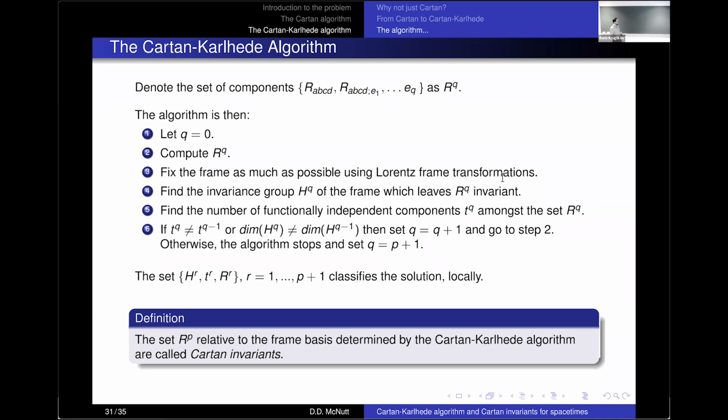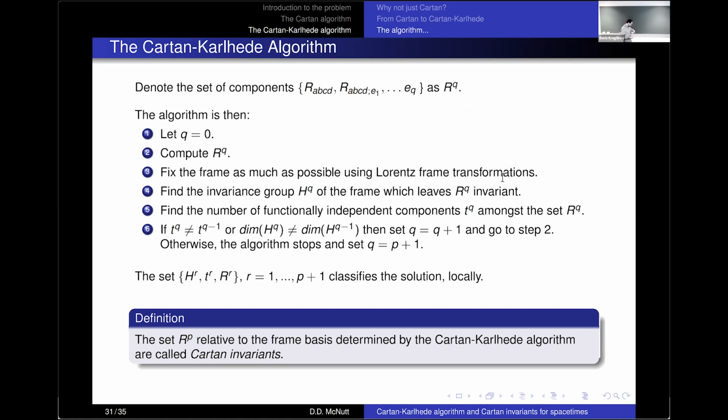And if you have two spacetimes and their sequences of HR, the dimension of HR for R from 1 to p plus 1, and the number of functionally independent invariants, TR, for R from 1 to p plus 1, are the same, you then unfortunately have to start comparing invariants. And the classifying manifold is RQ. Now the set RP, relative to the frame basis we've determined, is the Cartan invariants.